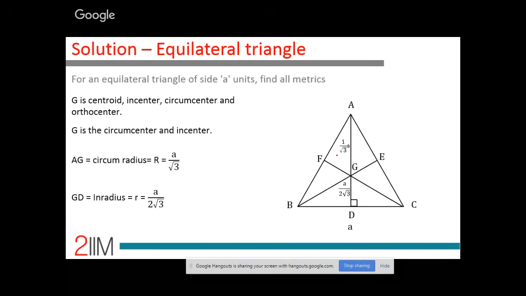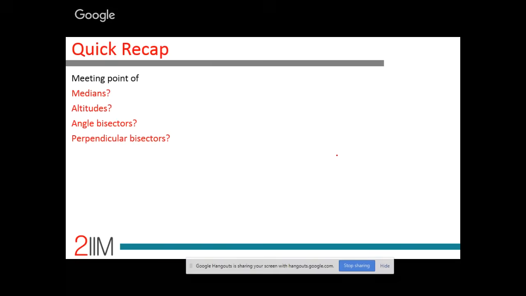We draw a circle around this triangle. G is the circumcenter, so it will be the center of the circle that goes around. If you draw a circle with G as center, it passes through A, B, and C. GA or GB or GC will be the radius of that circle, which is a by √3. GD is the inradius, which is a by 2√3. And so for our equilateral triangle, you should know all of these.